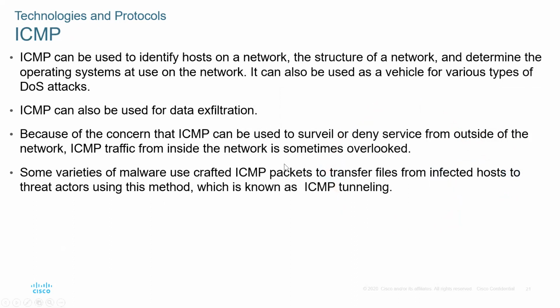ICMP, we've used this before in order to identify hosts on the network, the structure of the network, and determine which operating systems are in use on the network. It can also be used as a vehicle for various types of denial of service attacks. ICMP can also be used for data exfiltration. Because of the concern that ICMP can be used to surveil or deny service from the outside network, ICMP traffic from inside the network is sometimes overlooked. And so various varieties of malware can use crafted ICMP packets to transfer files from infected hosts to threat actors using a method known as ICMP tunneling.